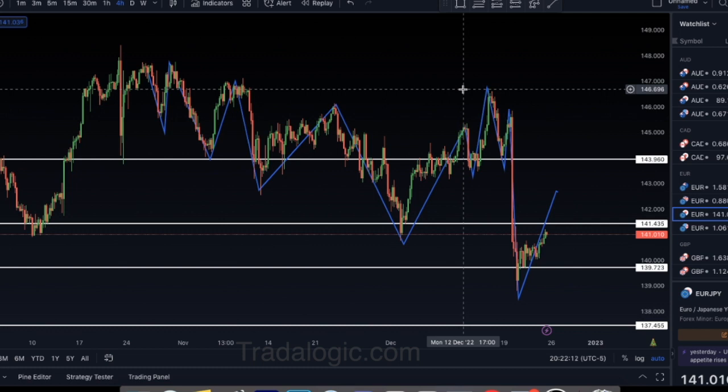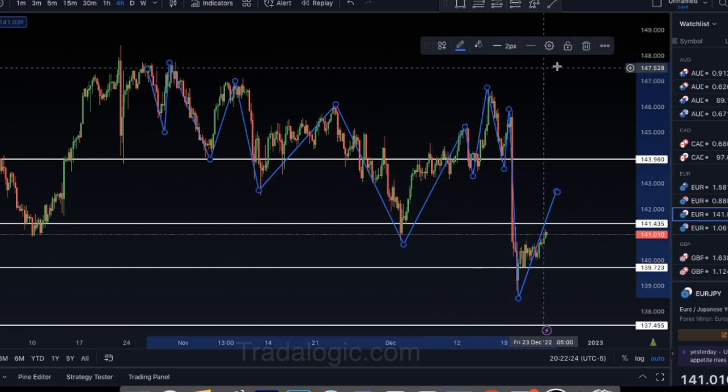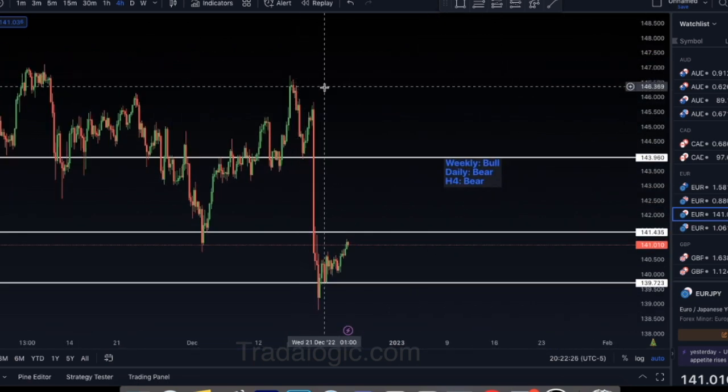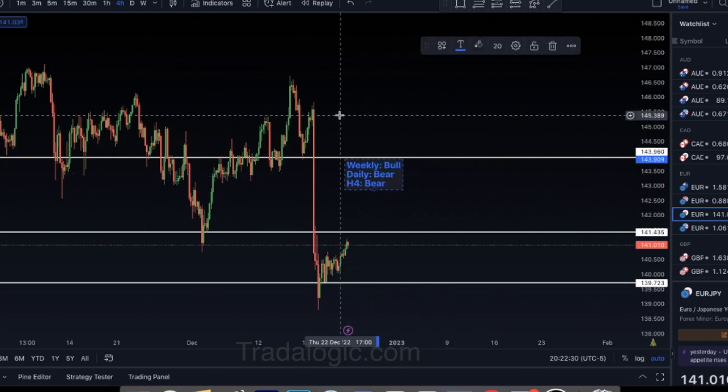Yep, as you can see, the trend is obviously bearish. So as we know, the trend is bearish already. What we're going to have to find is an order block. We find the order block and we take a trade on that order block.